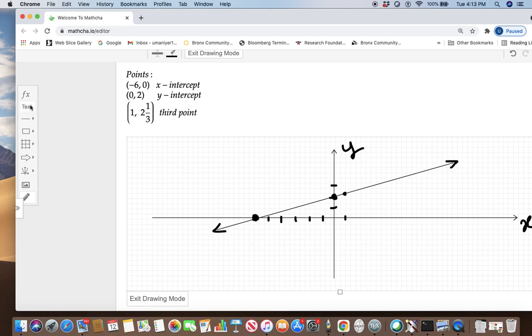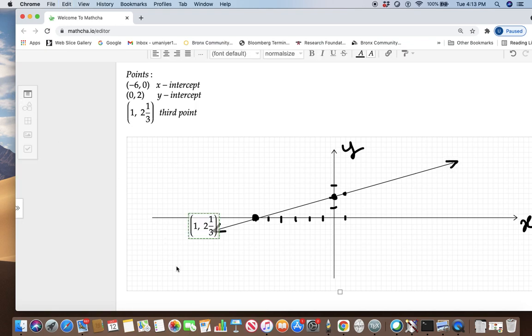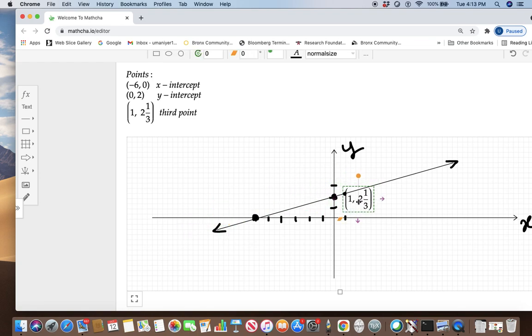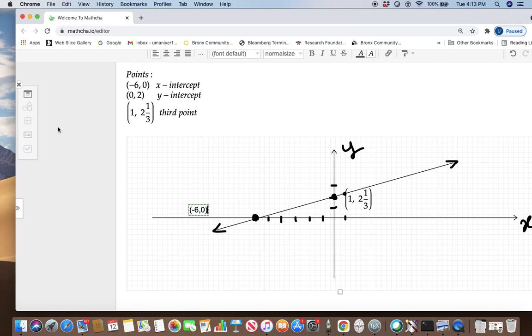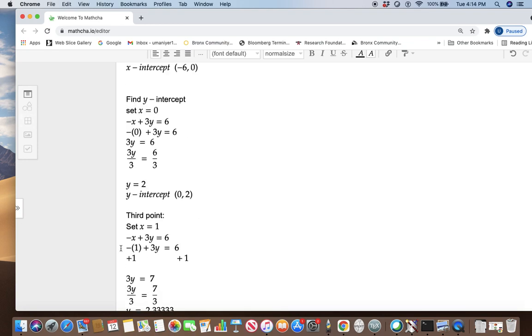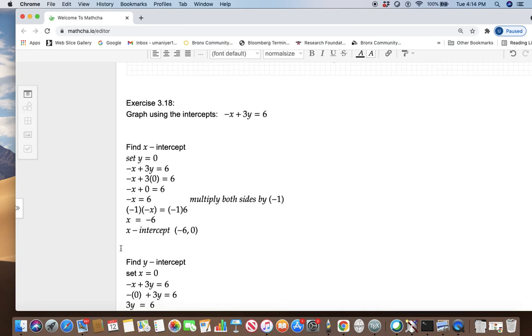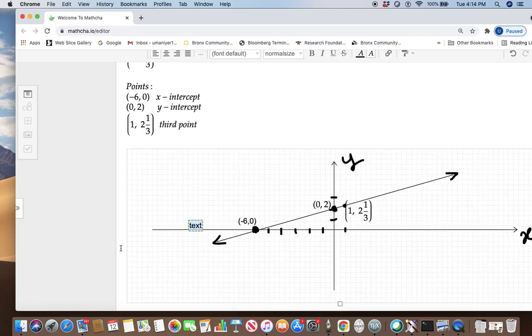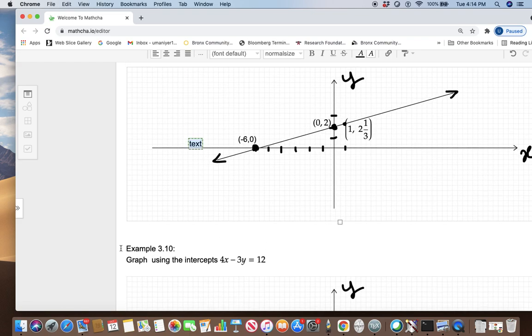Okay. So 1, 2/3 is the third point. Negative 6, 0 is your x-intercept. 0, 2 is the y-intercept. And the equation of the line, negative x plus 3y equals 6.